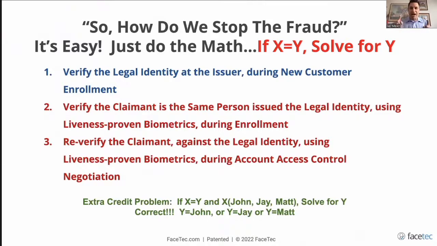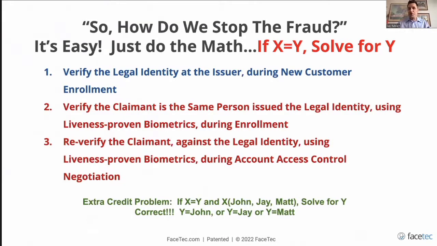Well, that is exactly how our identity management systems work today, right? I like to say bad data in is bad data out. If you don't know absolutely who you are enrolling in your system, you can't know who you are authenticating later to gain access to your services, privileges, and assets. So it's critically important to verify a legal identity at the issuer during new customer enrollment. You have to verify the claimant, the person presenting this identity, is actually the same person who was issued the legal identity in the first place.